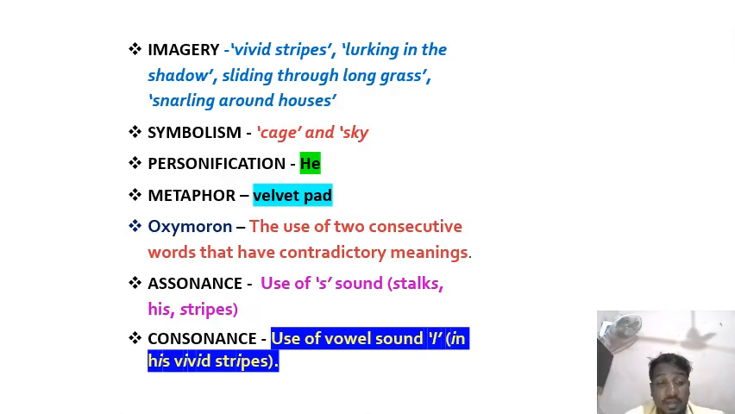And now let's move on to the next poetic device, oxymoron. That means two consecutive words that are opposites, like 'quiet rage'. I have not mentioned it here, but it is in the poem, 'quiet rage'. That means when the tiger is inside, it is so quiet, and it is also very angry. So in 'quiet rage', the consecutive words are opposites. That is called oxymoron. The next one is alliteration, the use of repeated consonant sounds. Here S is being used, like stalks, stripes, strips, a repeated consonant sound, that is S. And the last one is assonance, the use of repeated vowel sounds. We can see the letter I in 'his vivid strips', a repeated vowel sound I, that is assonance.